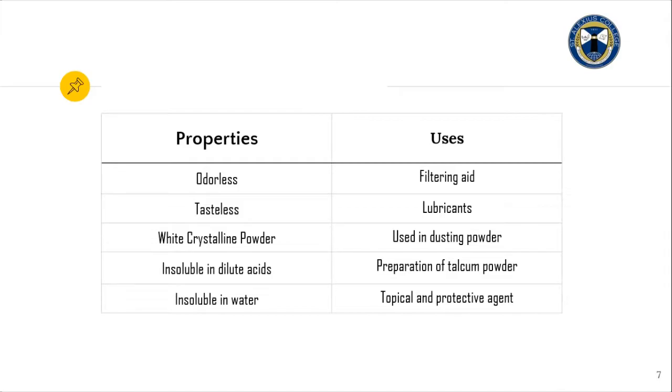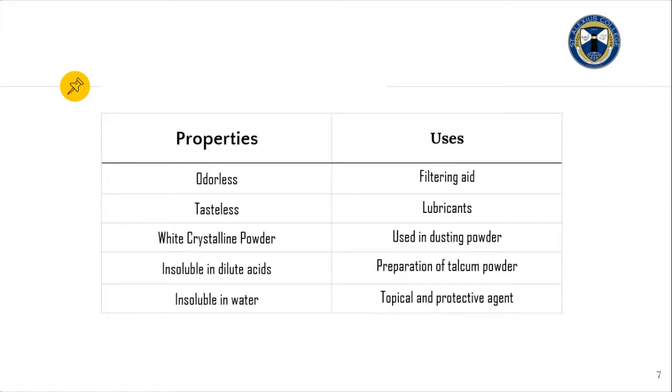And the properties or the physical characteristics of talc: it is an odorless, tasteless, white crystalline powder, and insoluble in dilute acid. So when we say dilute acid, these are acids in water with lower concentration, for example, hydrochloric acid. And the primary use of talc is as a filtering aid. Filtering aid consists of solid particles that improve filtering efficiency.